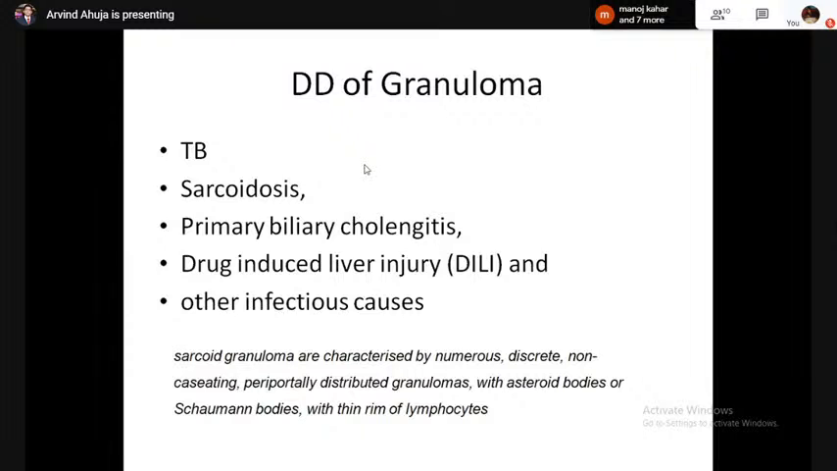Tubercular granulomas are not fixed; they can be present anywhere in the biopsy. Whereas sarcoid granulomas are usually numerous, discrete, non-caseating, and predominantly periportally distributed. You can find asteroid bodies or Schaumann bodies. In primary biliary cholangitis, the granuloma is predominantly portal because there is an injury to the bile duct and there is granuloma formation. Drugs can also show granulomas, which are predominantly in the lobules. You can find granulomas in other locations also.